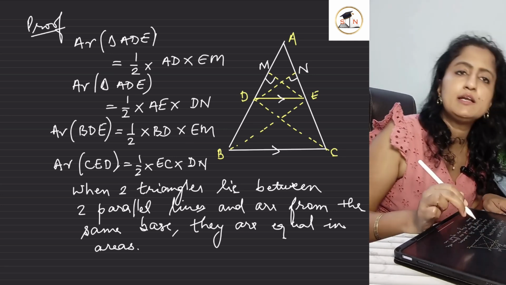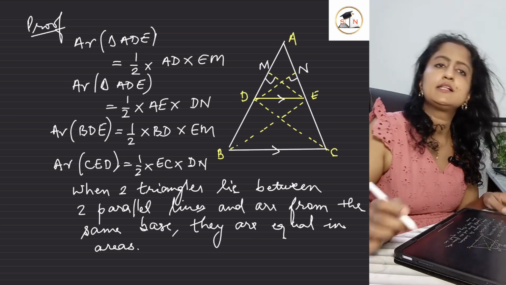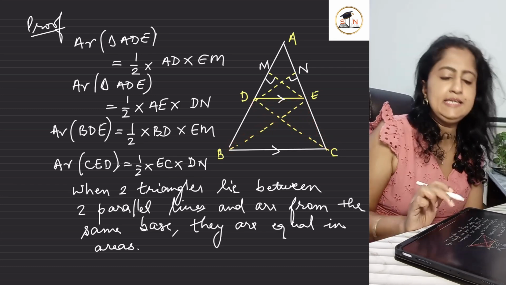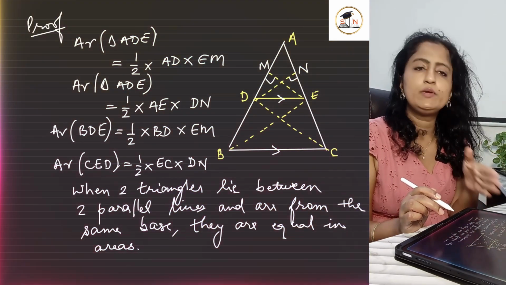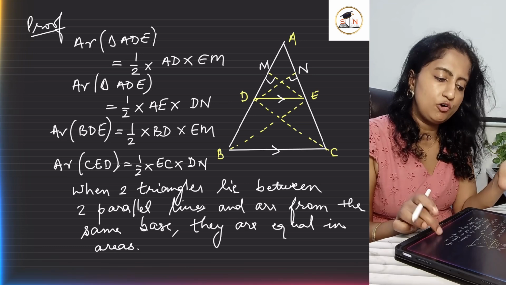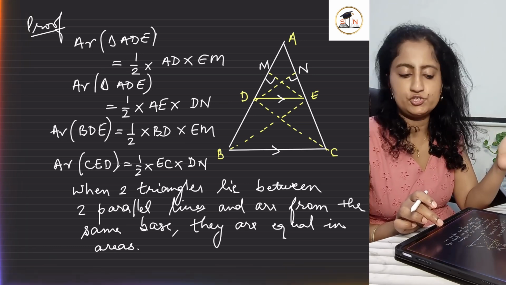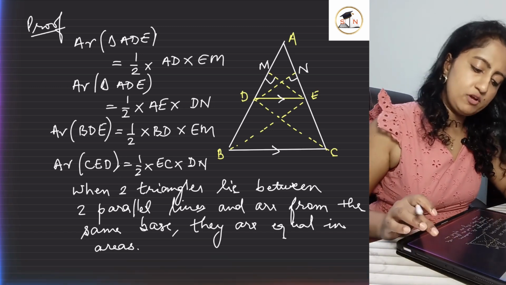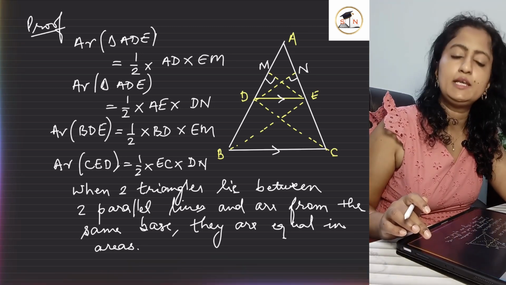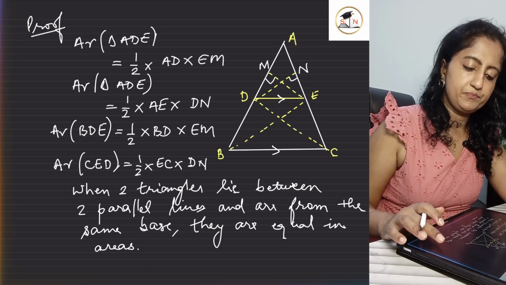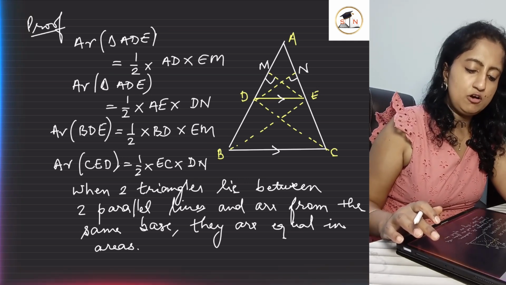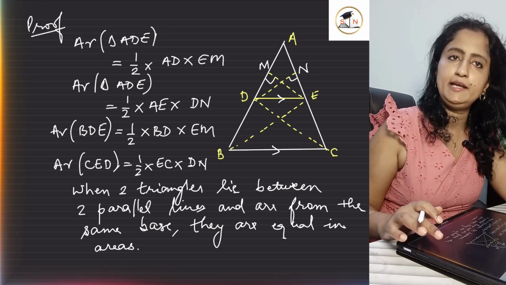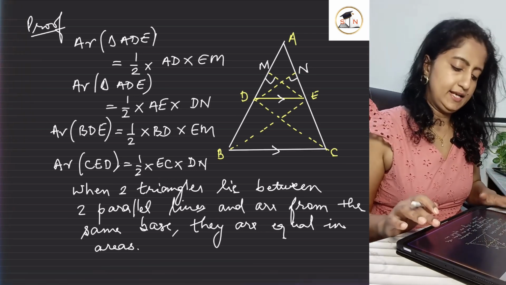We have got DE parallel to BC, right? And the two triangles that we're talking about over here is BED and ECD, right? They are lying between the same parallel lines, and they are also originating from the same base, that is DE. Okay, so when they are originating from the same base, they are supposed to be equal in area. So what are we going to do over here? That means the area of triangle BED is going to be equal to area of triangle CED according to this theorem, right? So let's do that.